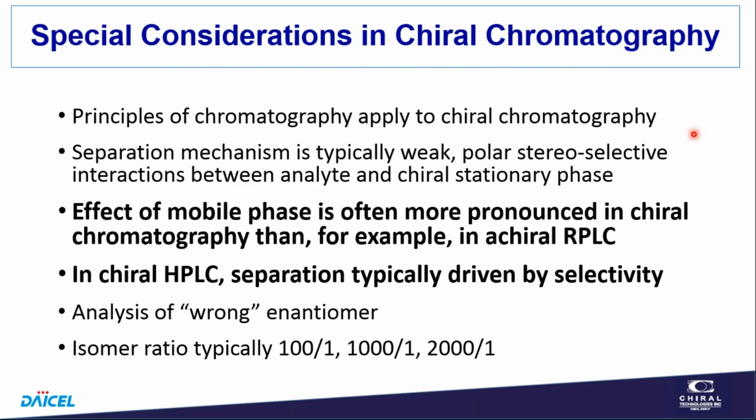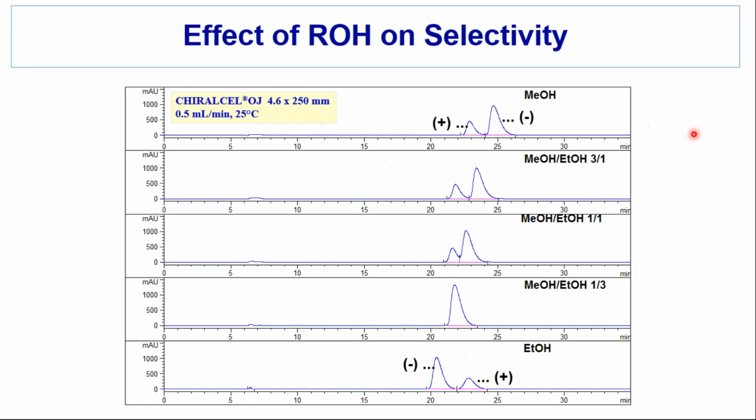The mobile phase effect is often more pronounced in chiral chromatography than, for example, in achiral LC. I showed you the example of achiral reverse phase chromatography, where changing methanol to acetonitrile caused very little difference in the actual selectivity. In chiral separations, it can be dramatic, because different alcohols can have slightly different interactions, facilitating the interaction of the analyte with the stationary phase, or the orientation of the stationary phase and the analyte with respect to each other. So in screening, I would have run methanol and ethanol at a 1-to-1 ratio.